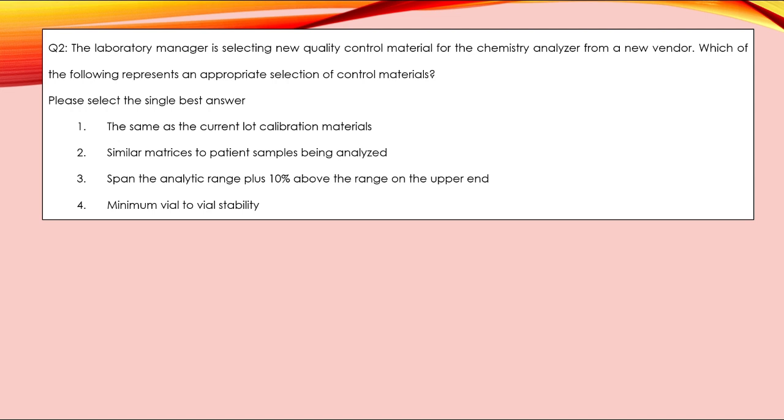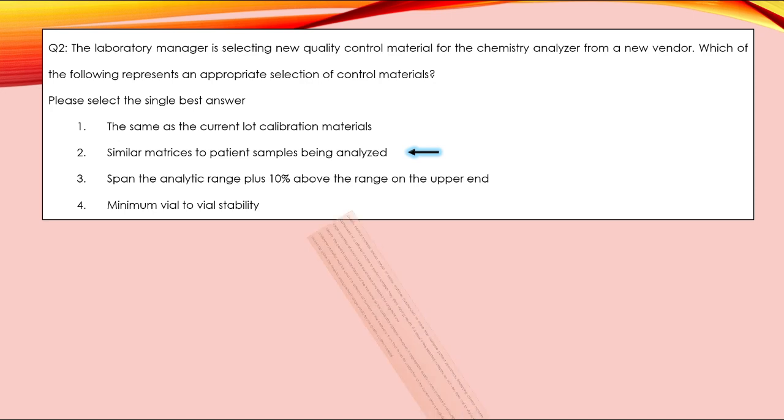1. The same as the current lot calibration materials. 2. Similar matrices to patient samples being analyzed. 3. Span the analytic range, plus 10% above the range on the upper end. 4. Minimum vial-to-vial stability. Feedback.